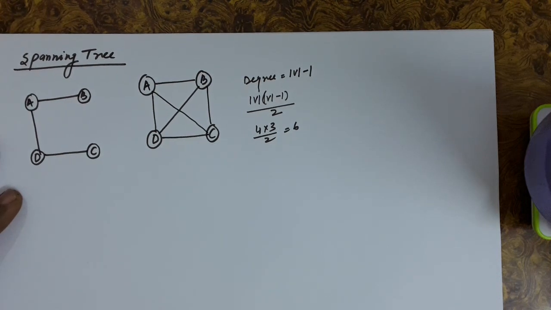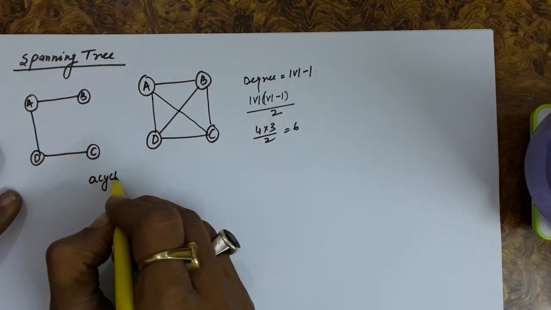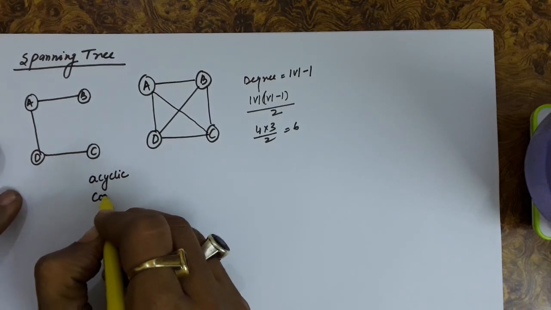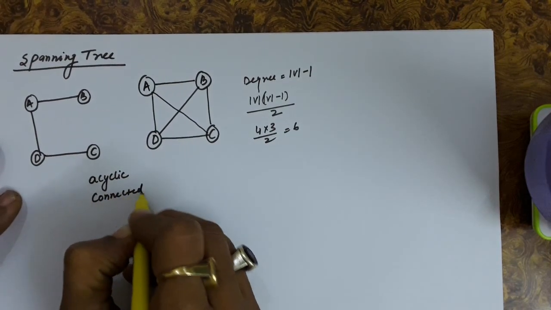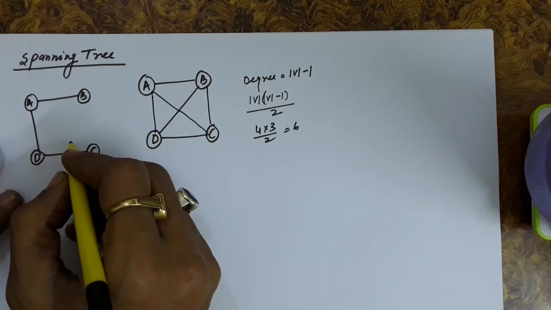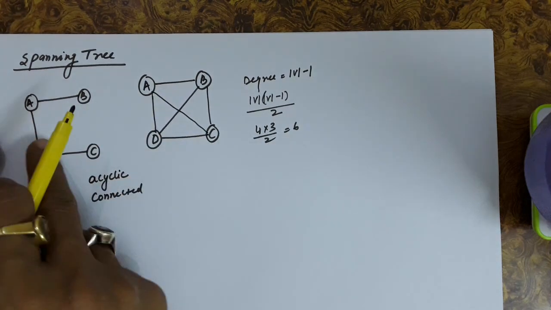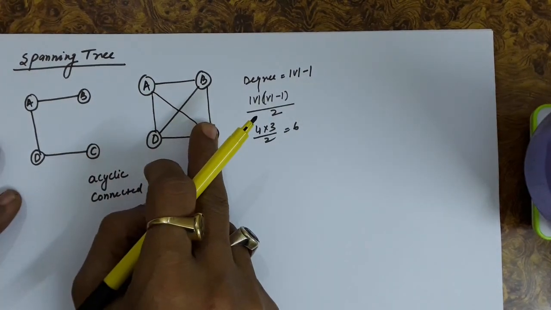Now in this graph, if you see, there is no cycle, so we can say that this is an acyclic graph, meaning there is no cycle, and this is a connected graph. So this is a connected and acyclic graph, and it has the same number of vertices as the original graph. So this actually is the spanning tree of this graph.